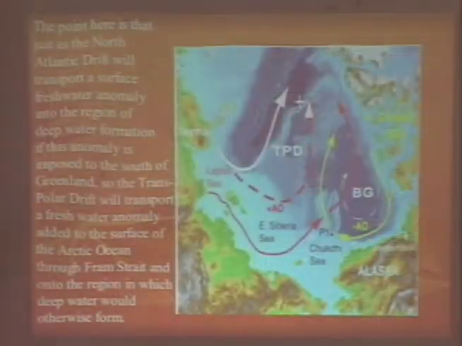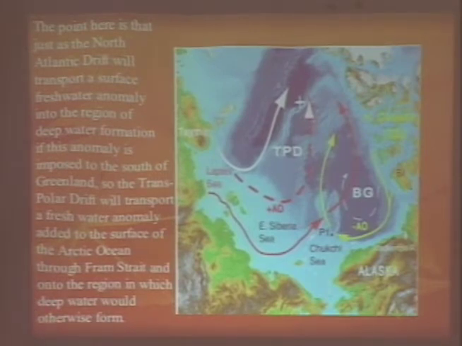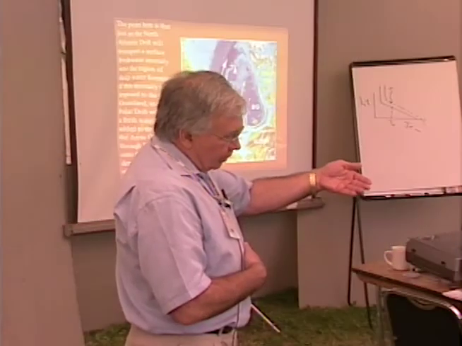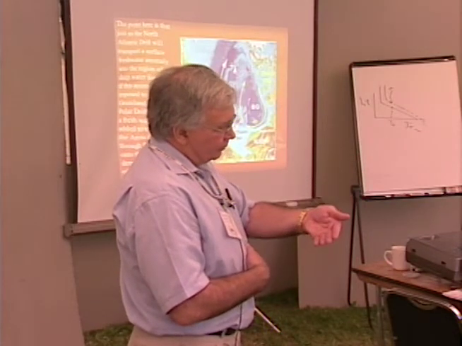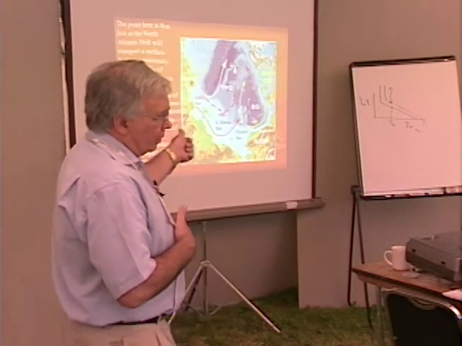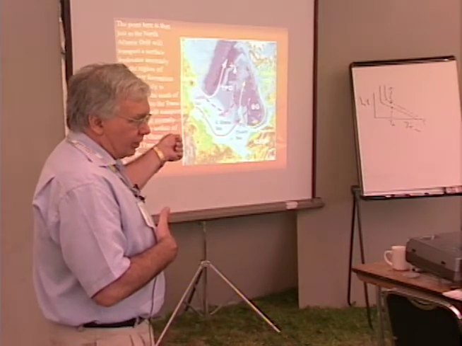So our argument as to why there is such a large similarity between what happens when you hose in the Atlantic as compared to when you hose in the Arctic is this. When you hose in the Atlantic, of course, the North Atlantic drift will transport the fresh water up into the GIN seas and kill the thermohaline circulation. When you freshen the Arctic Ocean, the argument is that the transpolar drift will do the same thing.